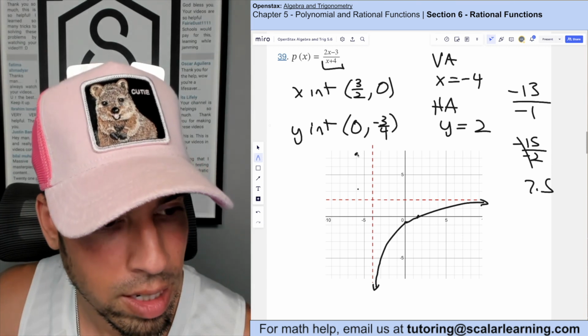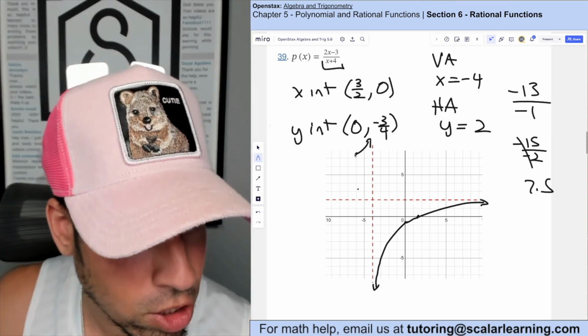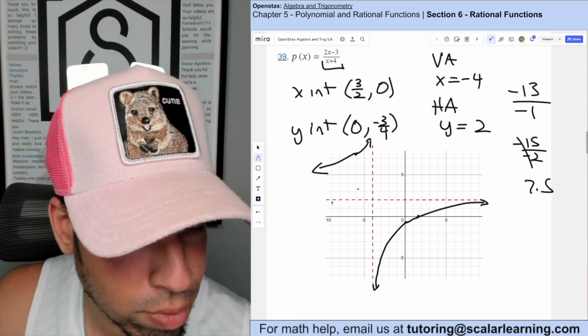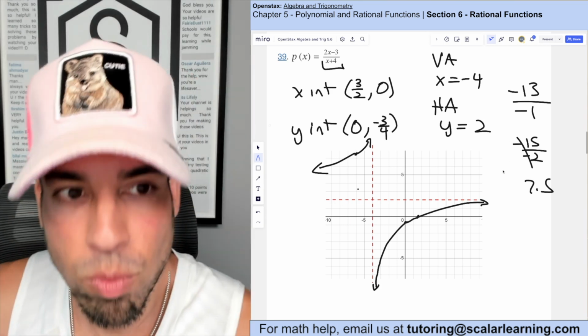And then, like I said, you could plot more points if you want to check it, but basically it's going to go up, and then here it's going to come down, and it's going to approach but never cross this horizontal asymptote. So that's a reasonable graph.